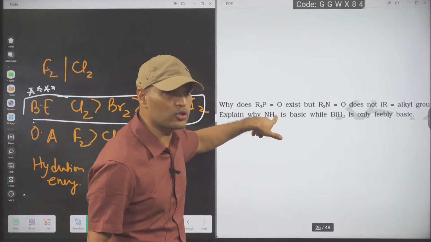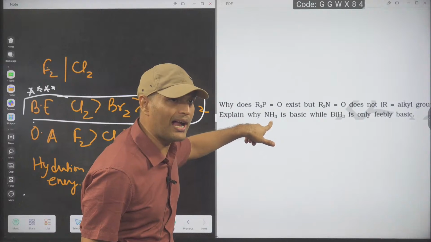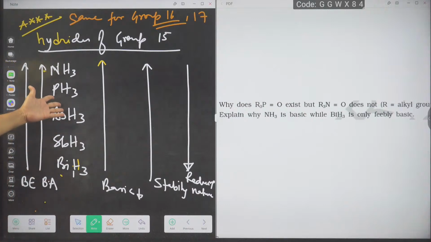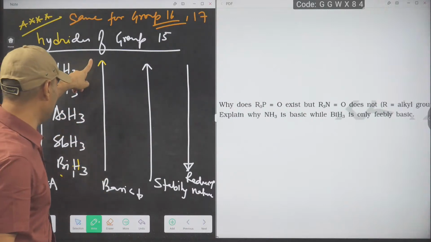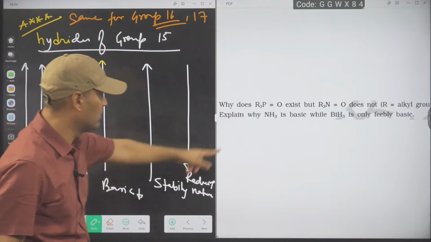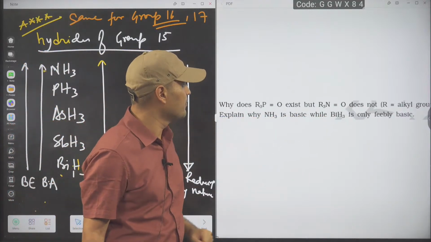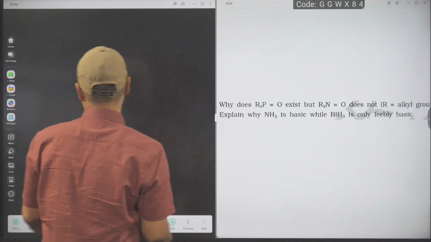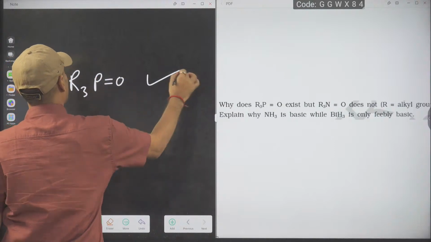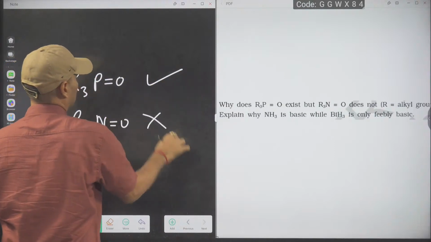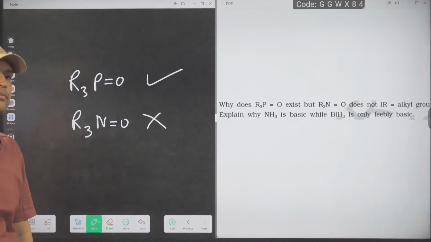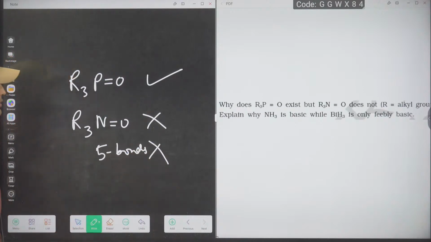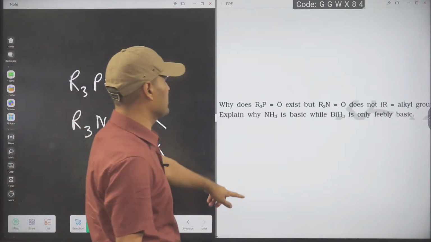See, basic nature. Again the same question is coming. I have told you the hydrides' basic nature, so that slide is very, very important. Basic nature down the group decreases. See here, same thing they are asking. Can you tell me whether R3PO exists? This is a very simple question. R3PO exists, but R3NO does not. Tell me how? Nitrogen would need five bonds, which is not possible.